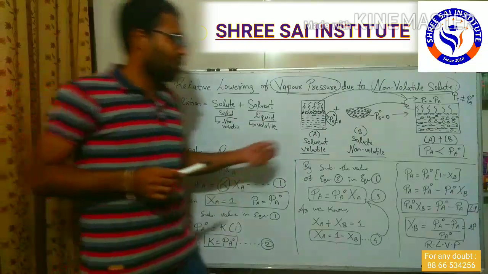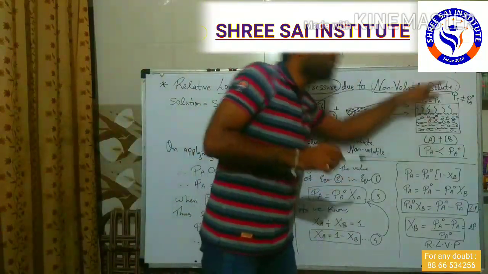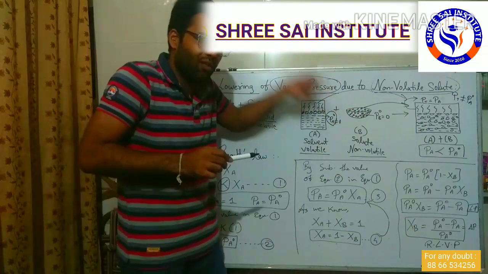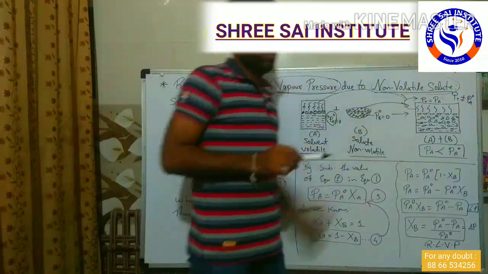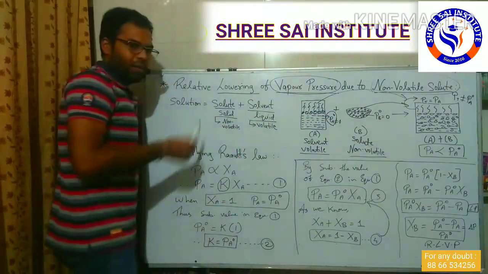Okay, so what is the role of the non-volatile solute? It itself doesn't get evaporated, and it does not allow the volatile substance also to get evaporated. So let us prove the concept, or the above statement.